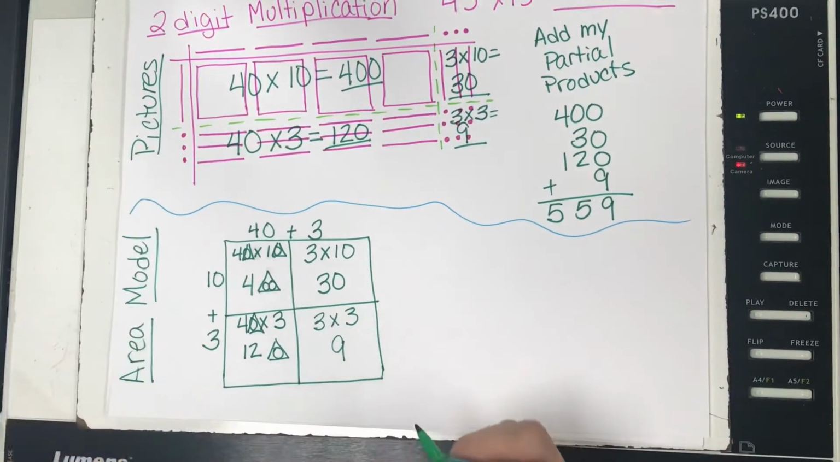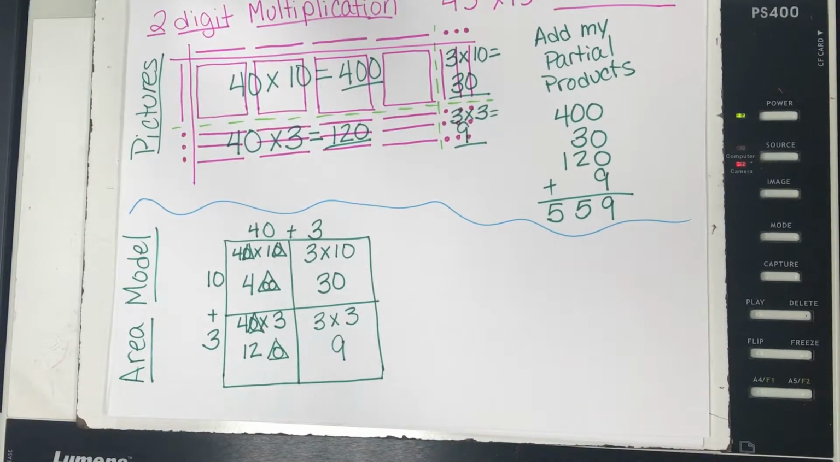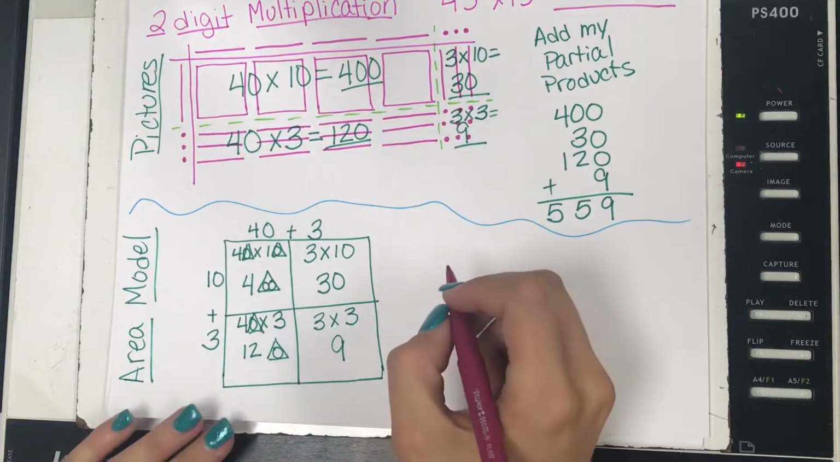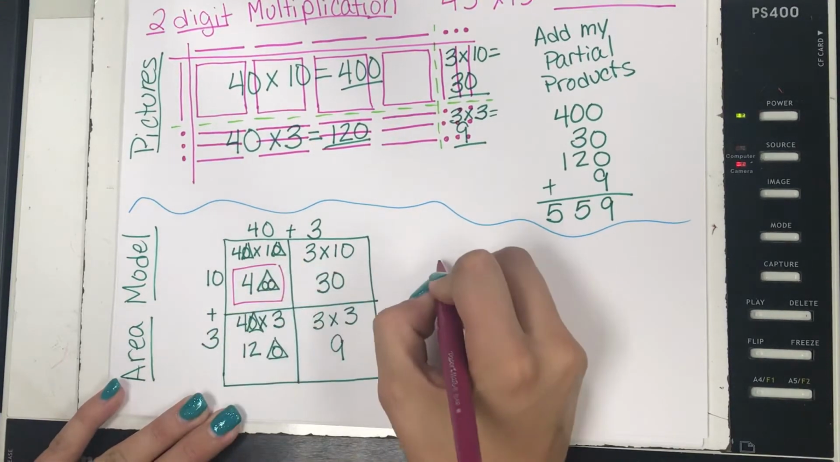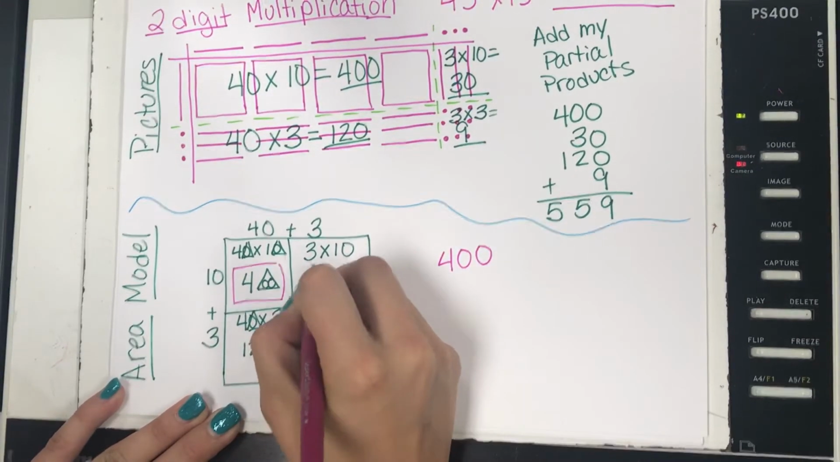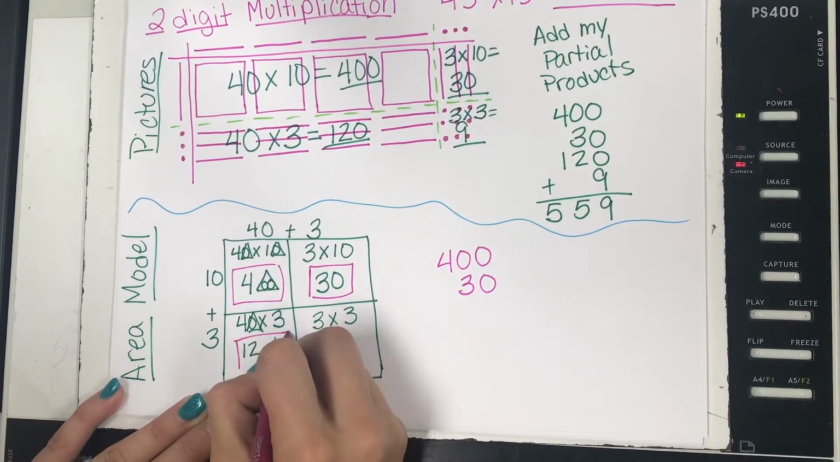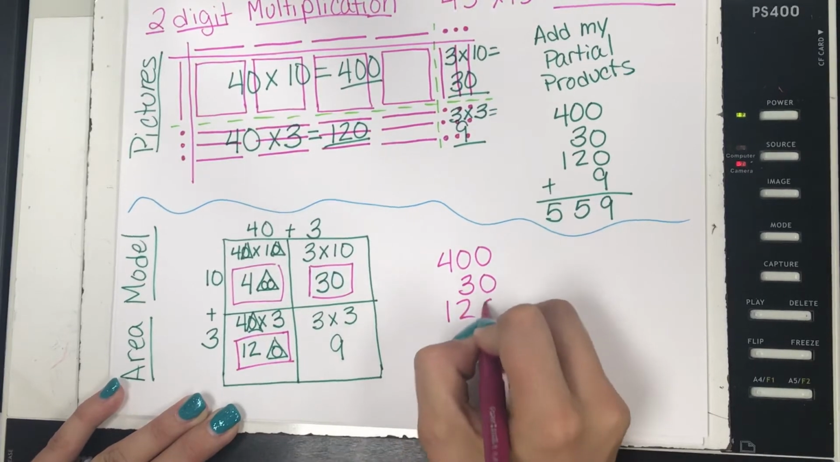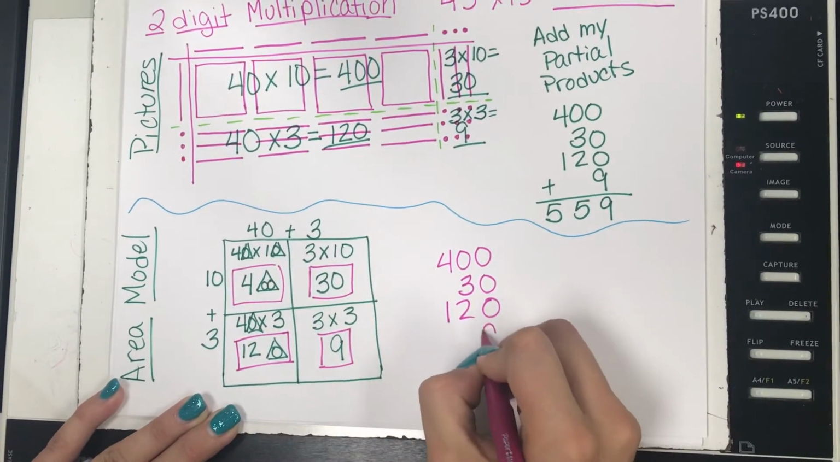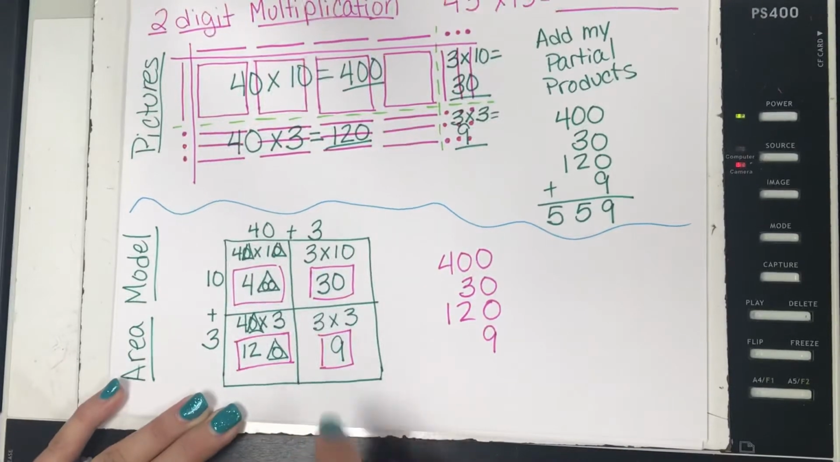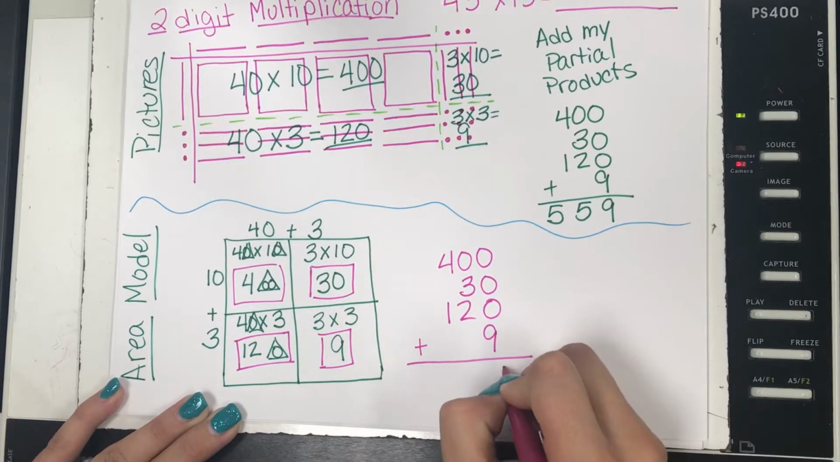What do I need to do with those numbers? Add them. Remind me, what is that called? What are those numbers called? Partial products. So I'm going to take 400 plus 30 plus 120 plus 9. I took each of those partial products and added them up.